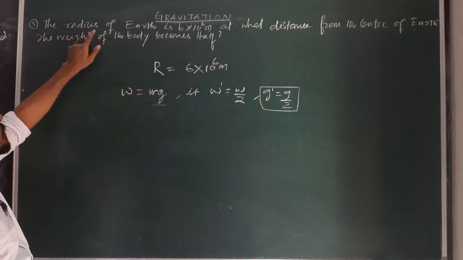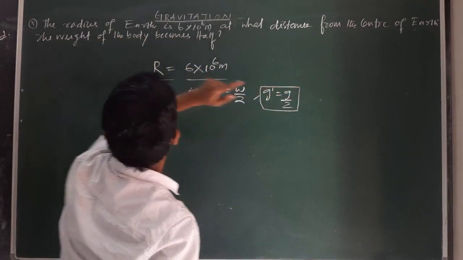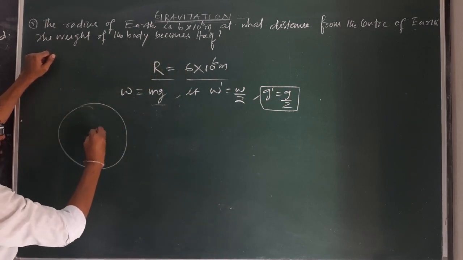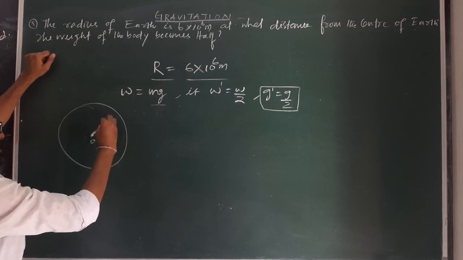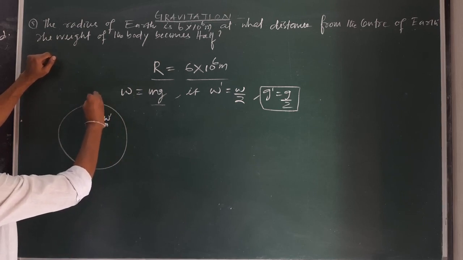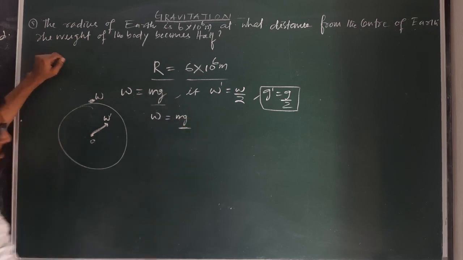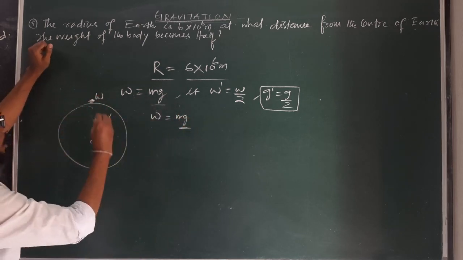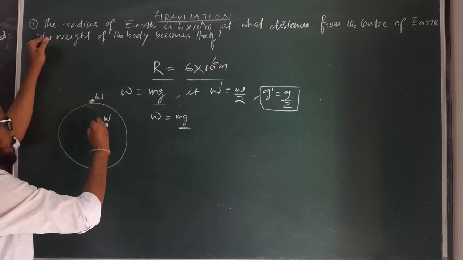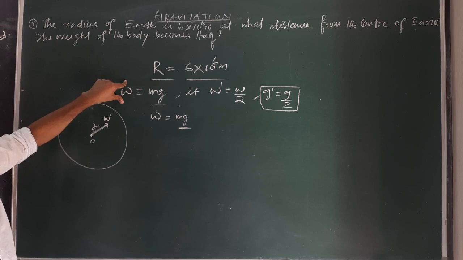So the question asks what? The radius of Earth is given, that is 6 into 10 to the 6 meter, and at what distance from the center of Earth the weight of the body becomes half. That means if this is Earth, this is the center, so at what distance from the center, if here is the body and weight is w dash, and when the body is on the surface the weight is w. So we know on the surface weight can be written as m into g. Here g is the acceleration due to gravity on the surface, but we have to find out the depth or the distance of the point at which the weight of the substance will become half of that on the surface.